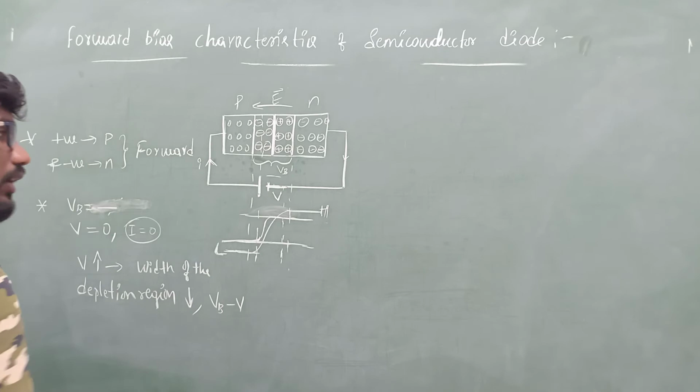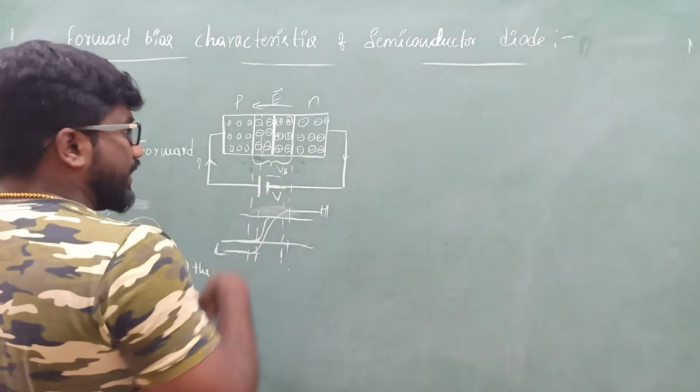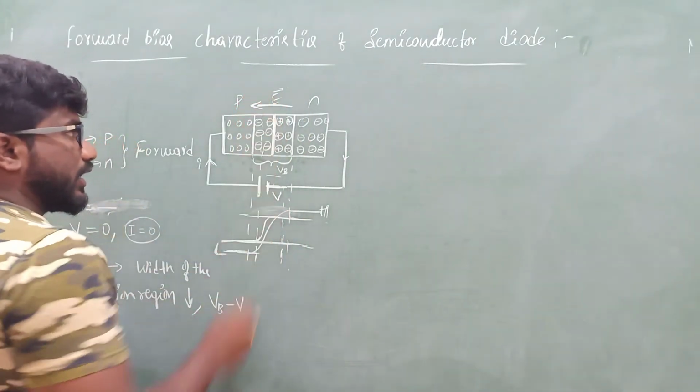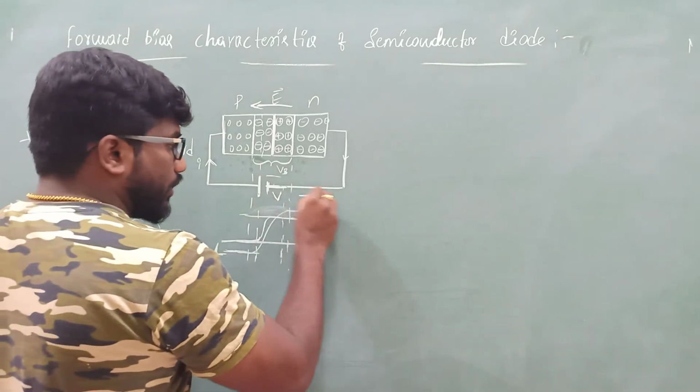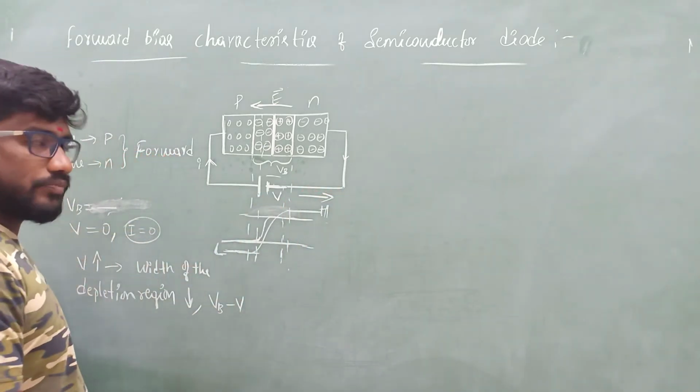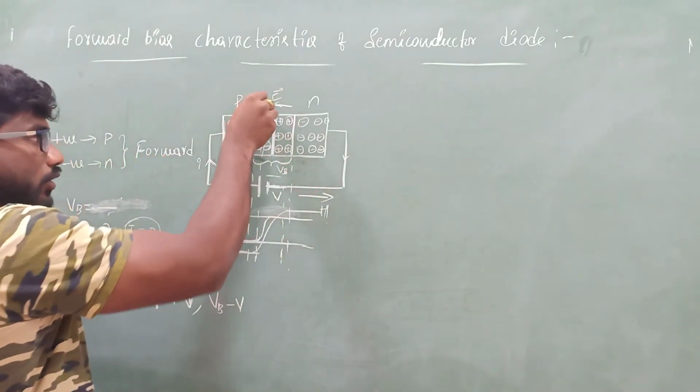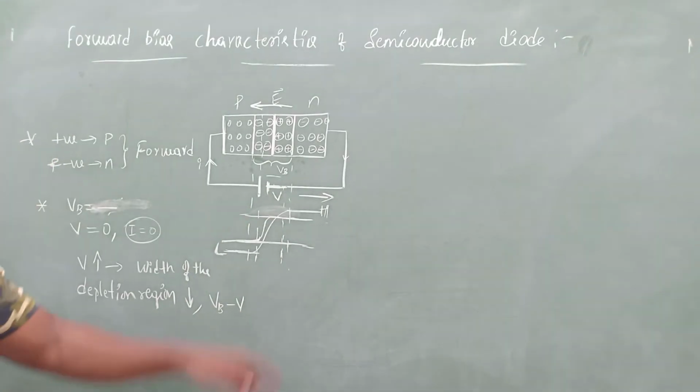Why, sir? See, we have connected a battery here. Here we have an external electric field, correct? So here we are applying the electric field in this direction. Here it is already acting in this direction. So let us take, this is some 100 Newton per coulomb.